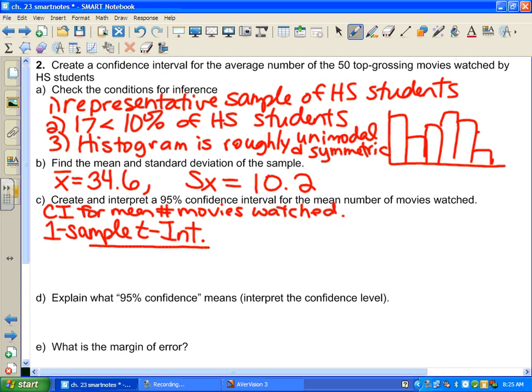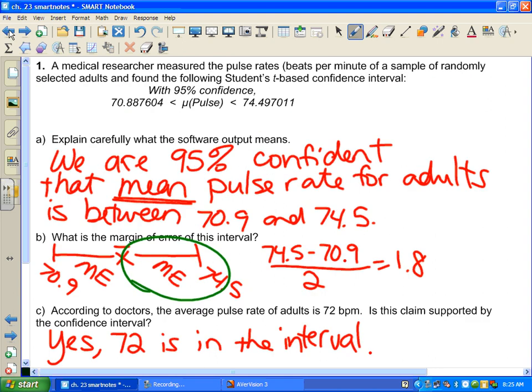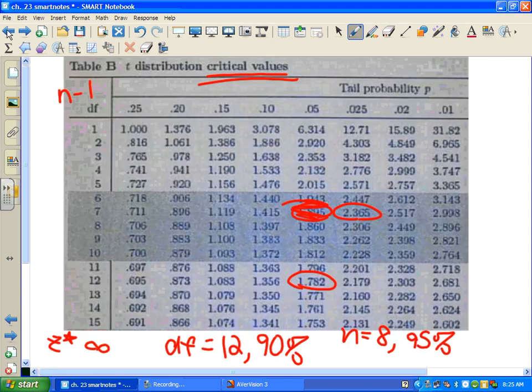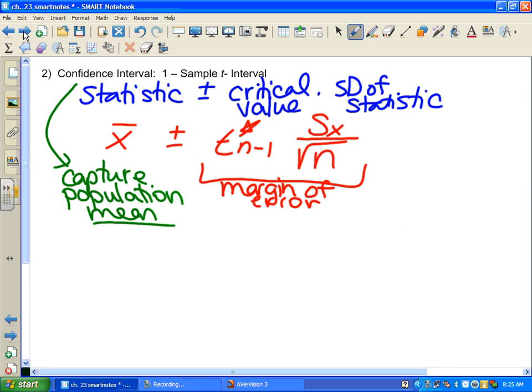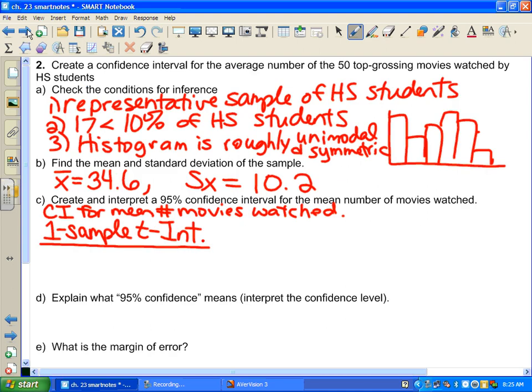Okay, I'm still going to do the formula this time. So the formula is pretty simple. We've already found all the important parts. We have x bar plus or minus our t star. We need to talk about how to find that again. And then the standard deviation divided by radical n. So it's x bar, 34.6, plus or minus the critical value we'll look up, and then the standard deviation divided by radical n. What's n? 17.